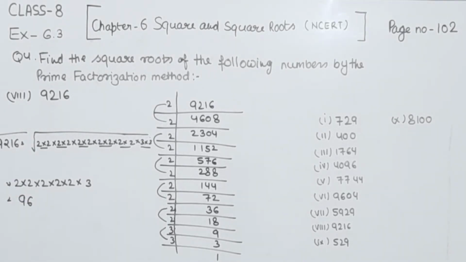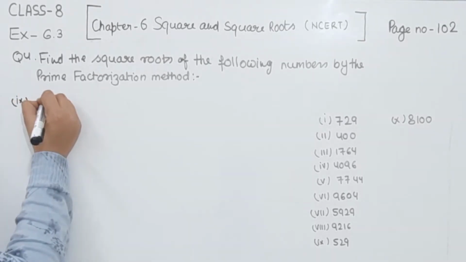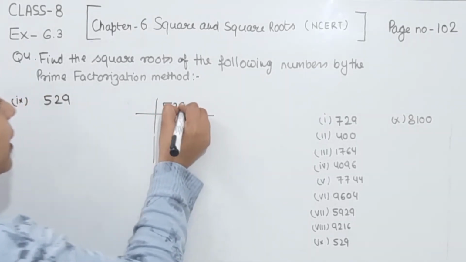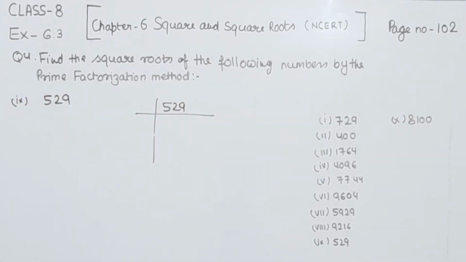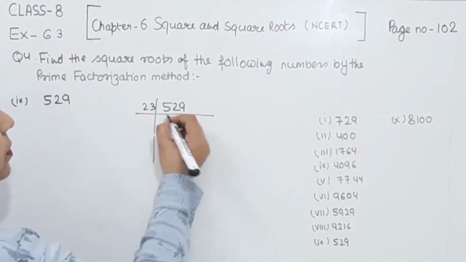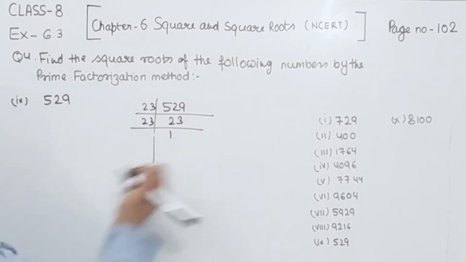Now comes to the next one. So comes to the part 9. Number we are having is 529. So this one we are going to divide by 23. If I divide this one, then I am going to get 23. Then again 23 ones are 23.